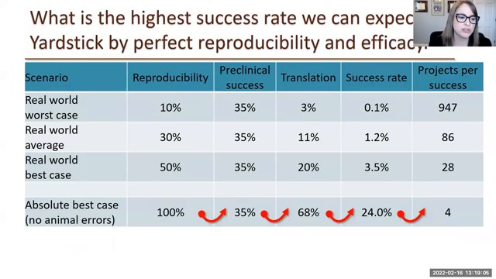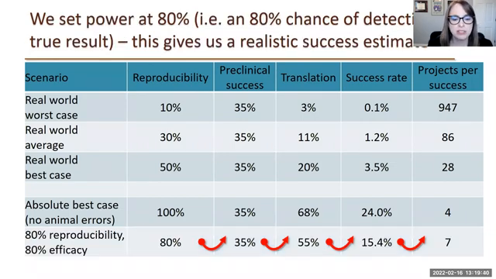So if we go back to our little scenario here, and let's just assume there are absolutely no animal errors. It's the absolute best case scenario. We have 100% reproducibility. So if we knew that every animal study would be reproducible and translated, we would still have failures due to other related reasons, but essentially we would only need 4 projects in order to bring that one drug to market. So in a perfect world, this is what we would need to do. But what about what is practical or acceptable or reasonable?